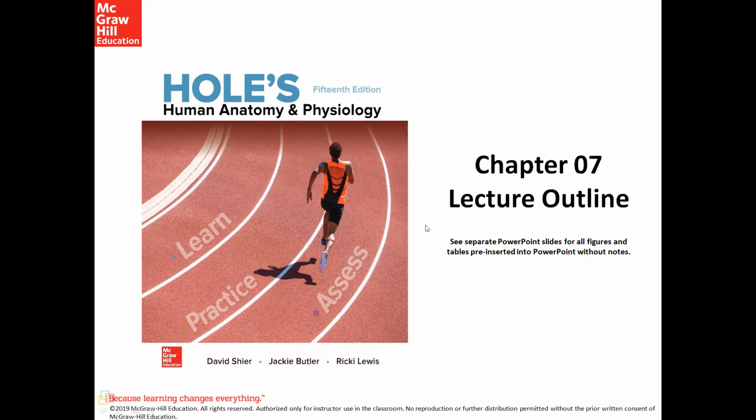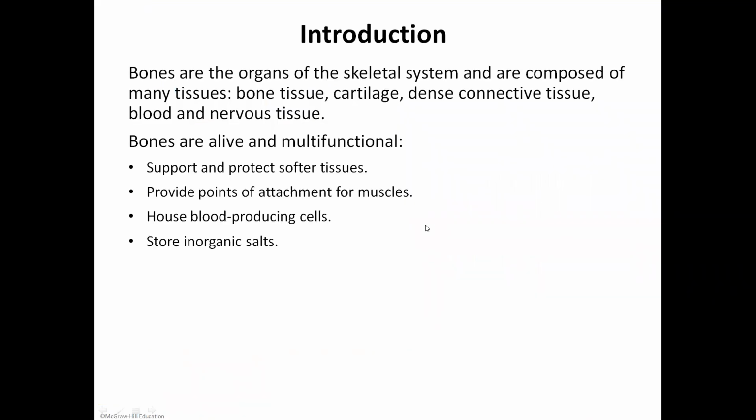So to start off with, when we think about the skeletal system, we're thinking about the major organs, which are going to be bones. And if you think about bones, again, now knowing that they're an organ, we know they're made up of multiple different types of tissue. So they're not only bone tissue, the idea of compact bone and spongy bone, but there's also cartilage, dense connective tissue, as well as blood cells and nerves. So many different tissues are going to be composing bone.